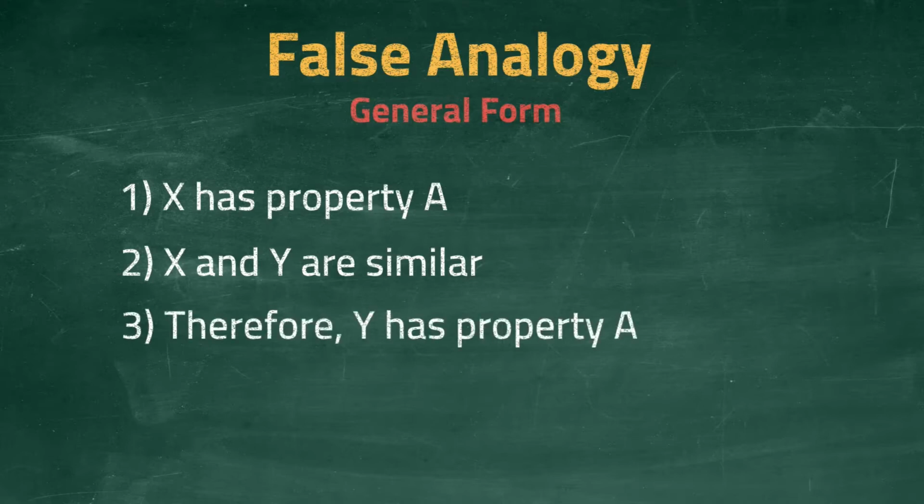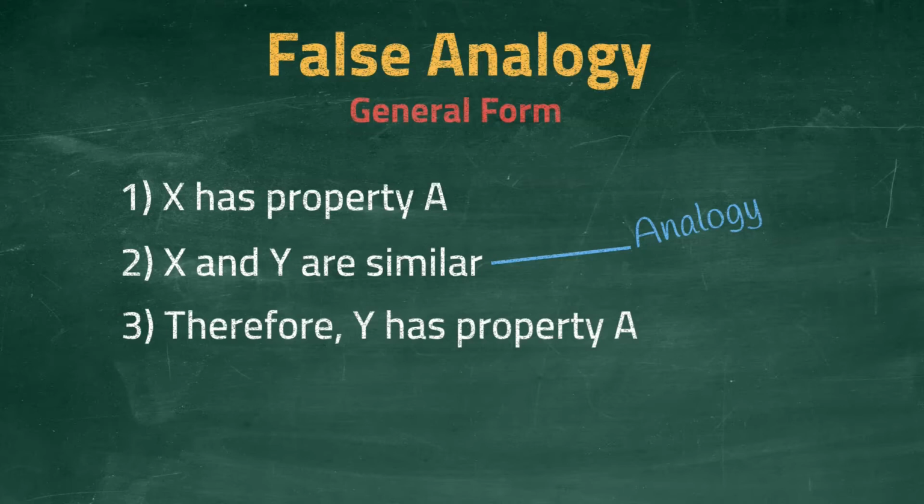The analogy here is the second premise, that X and Y are similar or analogous, which means that both X and Y share some properties that are common to both, but they also have some properties that exist only in one and not the other.